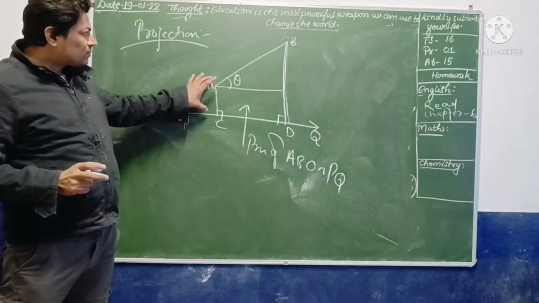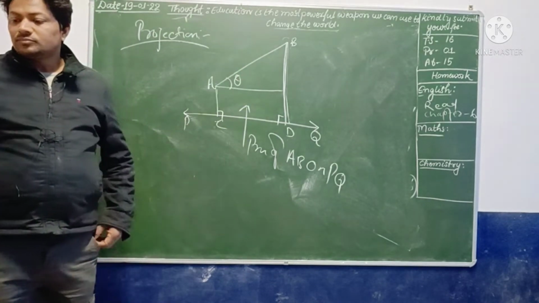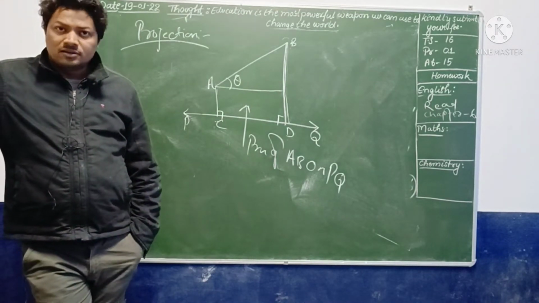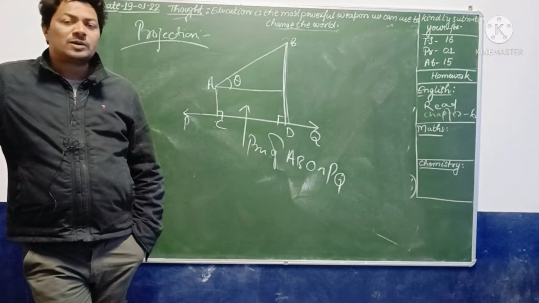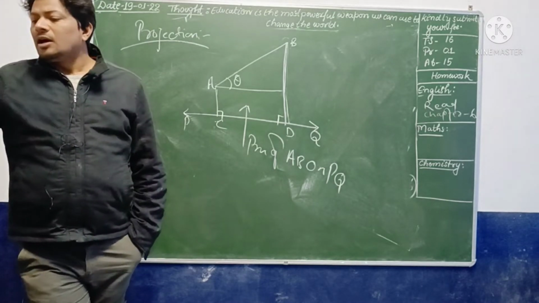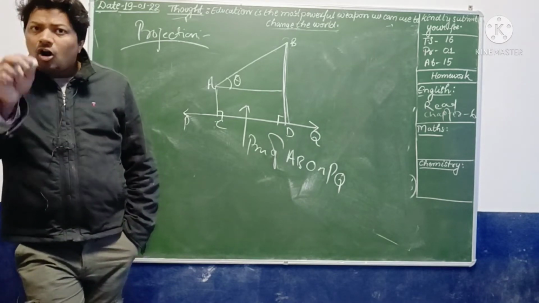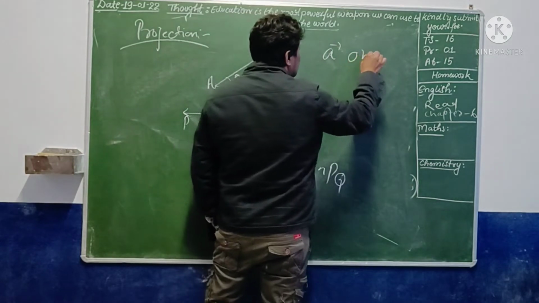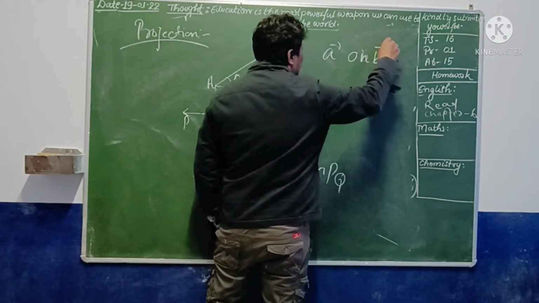AB this one and this one. Clear? So from A and B दोनों पॉइंट से आपने क्या किया? इसके ऊपर PQ के ऊपर परपेंडिकुलर ड्रॉप किया. क्लियर? सो प्रोजेक्शन ऑफ A on B.